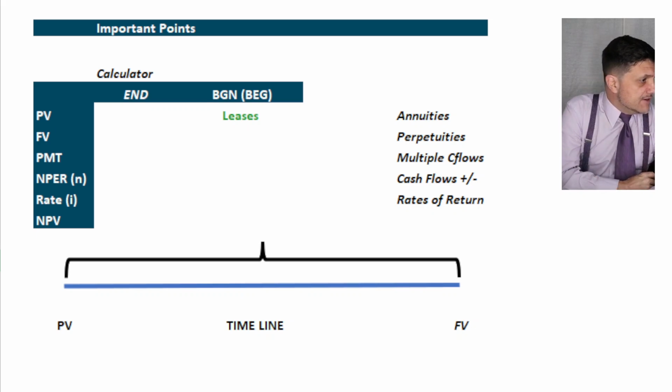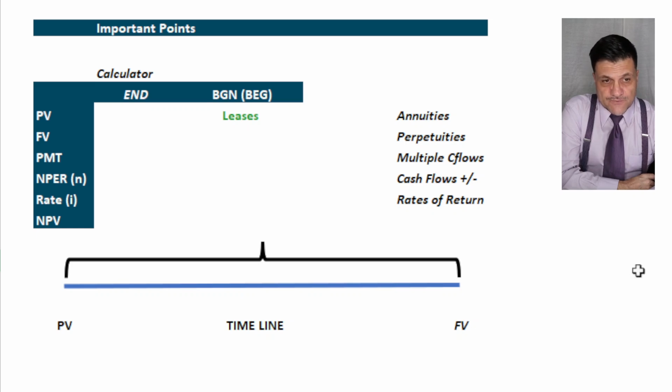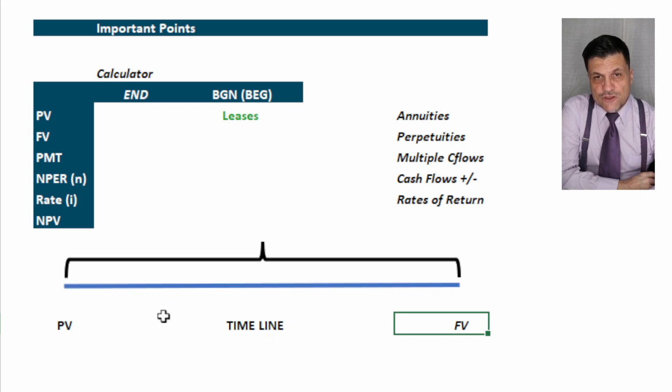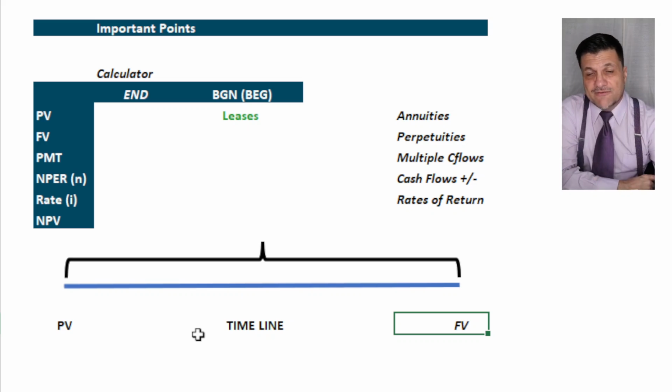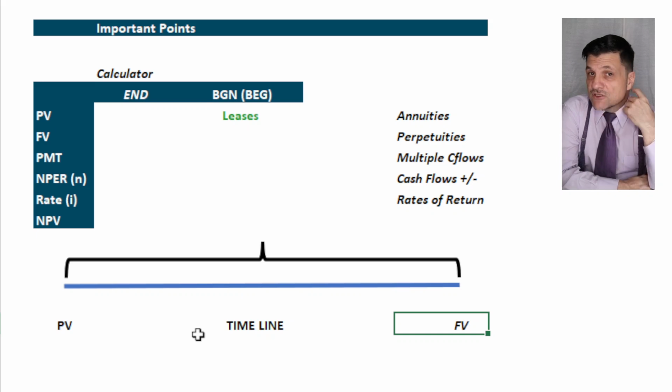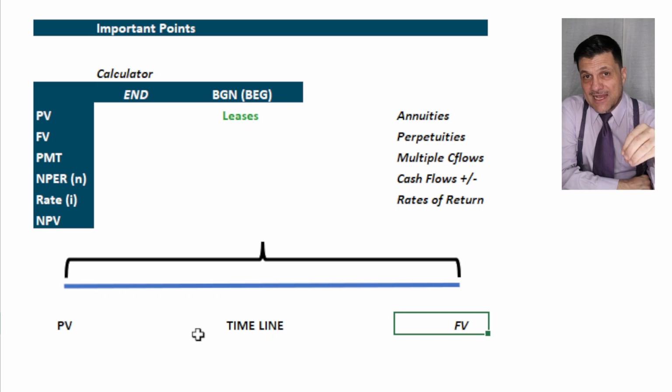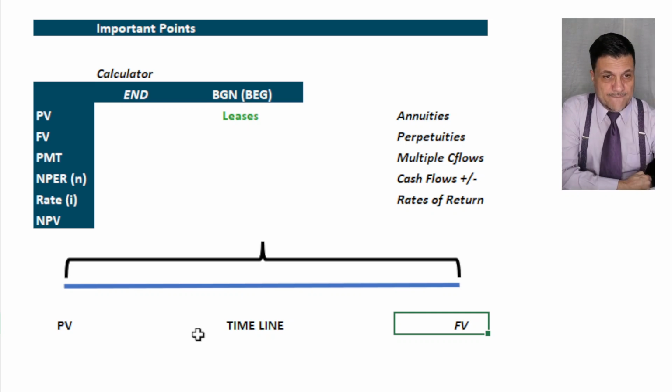All right, here I have a timeline for you. A timeline always has a present value, a future value, and maybe payments in between. Be careful with payments, because to work well in the calculator, they should be equal payments. If they are equal payments, then you can use the PMT function of your calculator. But if they are not equal, then you have to use the net present value, the NPV function of your calculator.